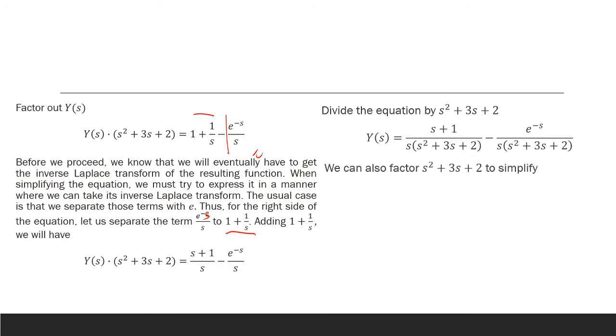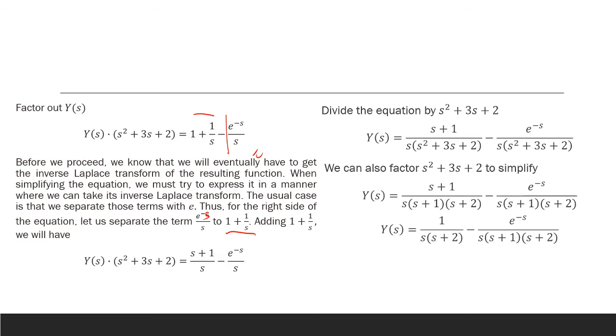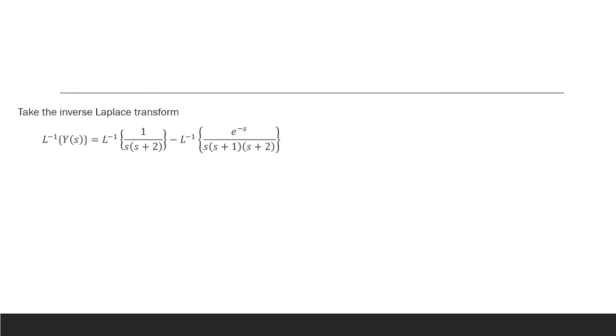Now, what we can do is also factor out s squared plus 3s plus 2 to simplify. We will have s plus 1 over s times s plus 1 times s plus 2 minus e raised to negative s over s times s plus 1 times s plus 2. Now, kunin na lang natin ngayong class yung Laplace transform nitong mga equation na to. So, maka-cancel to. Ayan lang yung matitira. Now, we take the inverse Laplace transform. So, if we take the inverse Laplace transform, we will arrive at this expression, which is the inverse Laplace of Y of s is equal to the inverse Laplace of the first term, which is 1 over s times s plus 2, minus the inverse Laplace of e raised to negative s over s times s plus 1 times s plus 2.